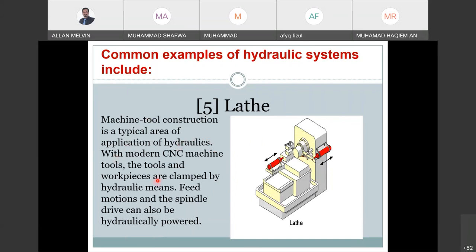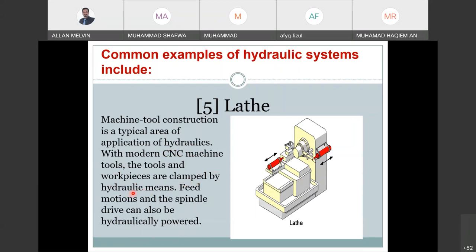Okay, so modern machines, we are using a CNC machine, a computer aided lathe machine. You apply a design in the software, so your machine, which we call a CNC machine, will start to do the work. The tool and the workpiece are clamped by hydraulic means.